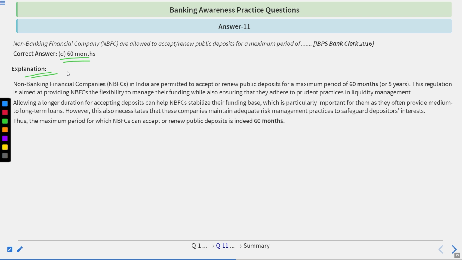Allowing a longer duration for accepting deposits could help NBFCs stabilize their funding base, particularly important for them as they often provide medium to long-term loans. However, this also necessitates that these companies maintain adequate risk management practices to safeguard depositors' interest.